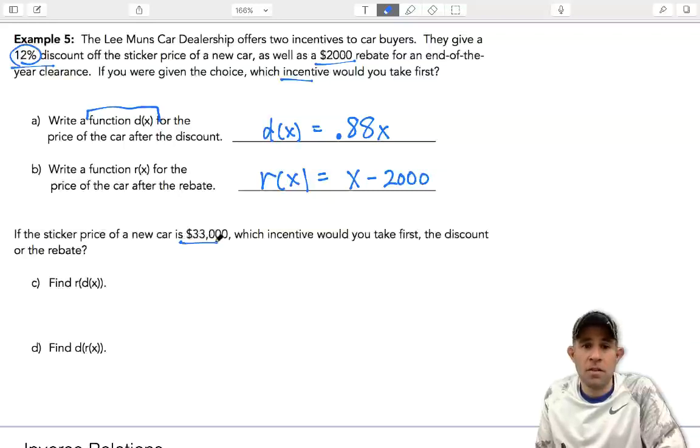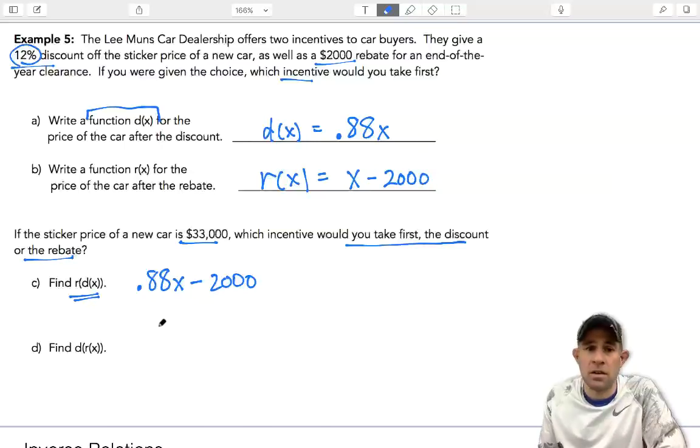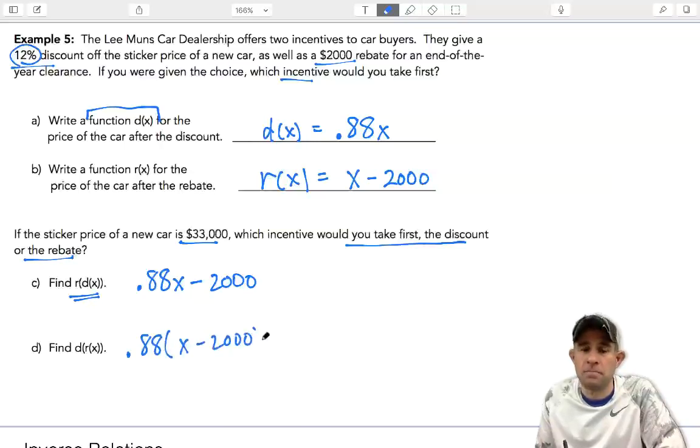Now it says if the sticker price is $33,000, which incentive would you take first, the discount or the rebate? So let's find r of d of x first. We're going to take this 0.88x and put it into r of x, and therefore we're left with 0.88x minus 2,000. And then let's go and find d of r of x. So now we're going to take r of x and plug it in here, and it becomes 0.88 times x minus 2,000. All right, now let's evaluate each one of these for a value of $33,000.